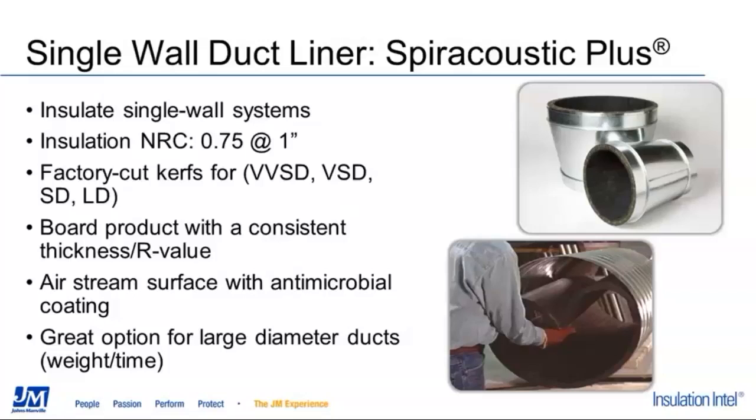So let's talk about why Spiral Acoustic Plus and why it is such a great solution for acoustical control. Spiral Acoustic Plus Ductliner is specifically engineered to provide very high acoustical and thermal performance in round air ducts of any size. The way this Ductliner is made is unique. We start with ductboard insulation with a Permacoat coated glass matte airstream facing.